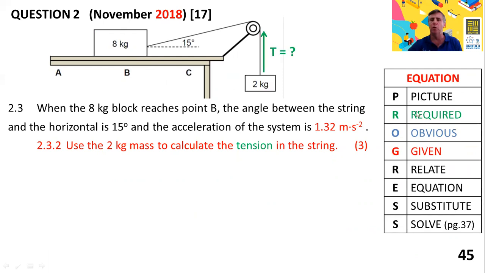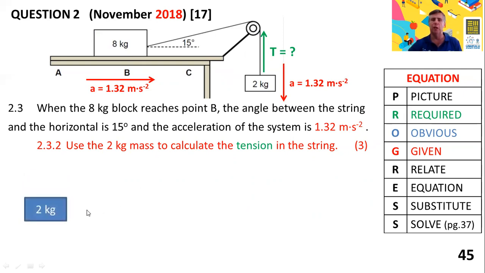So we want to look at what's required in green, and that's the tension in the string on the 2 kilogram. It says use the 2 kilogram mass. We're also told that the acceleration at point B was 1.32 meters per second squared. Now, if that's accelerating the 8 kilogram block to the right, it is also accelerating the 2 kilogram block down because they're joined by a string that cannot be stretched, an inextensible string.